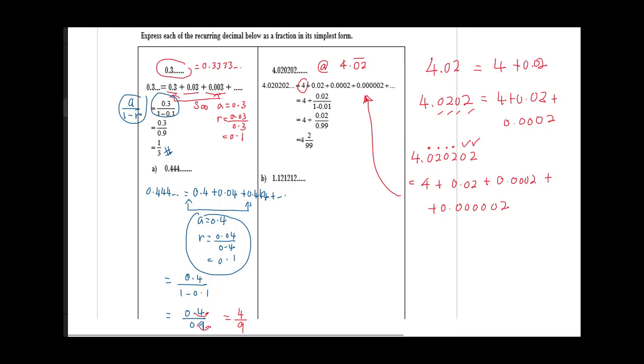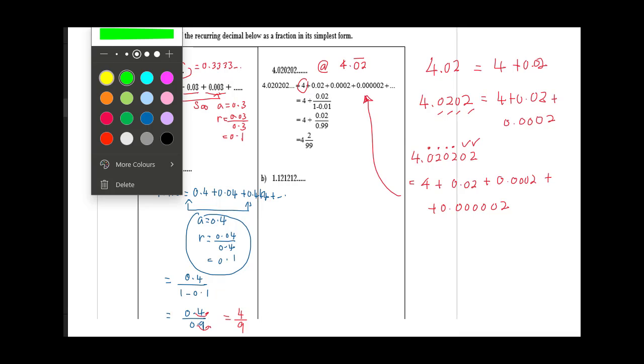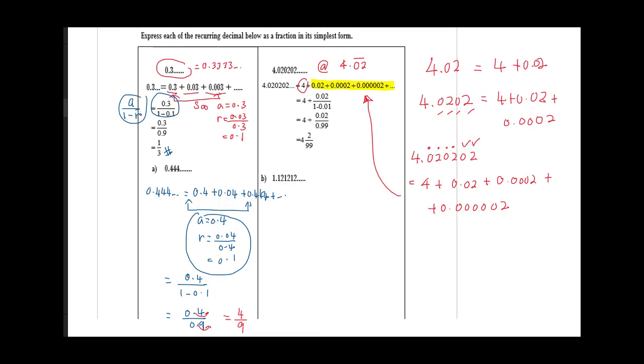Where does the sum to infinity happen? You start from here only, because that is a geometric sequence. From here you can see that a equals 0.02 and the common ratio is 0.01, because we use the second term divided by the first one. This looks like a over 1 minus r. Do not forget there's a 4 there. Once you get this in fraction form, you put it together with the 4.